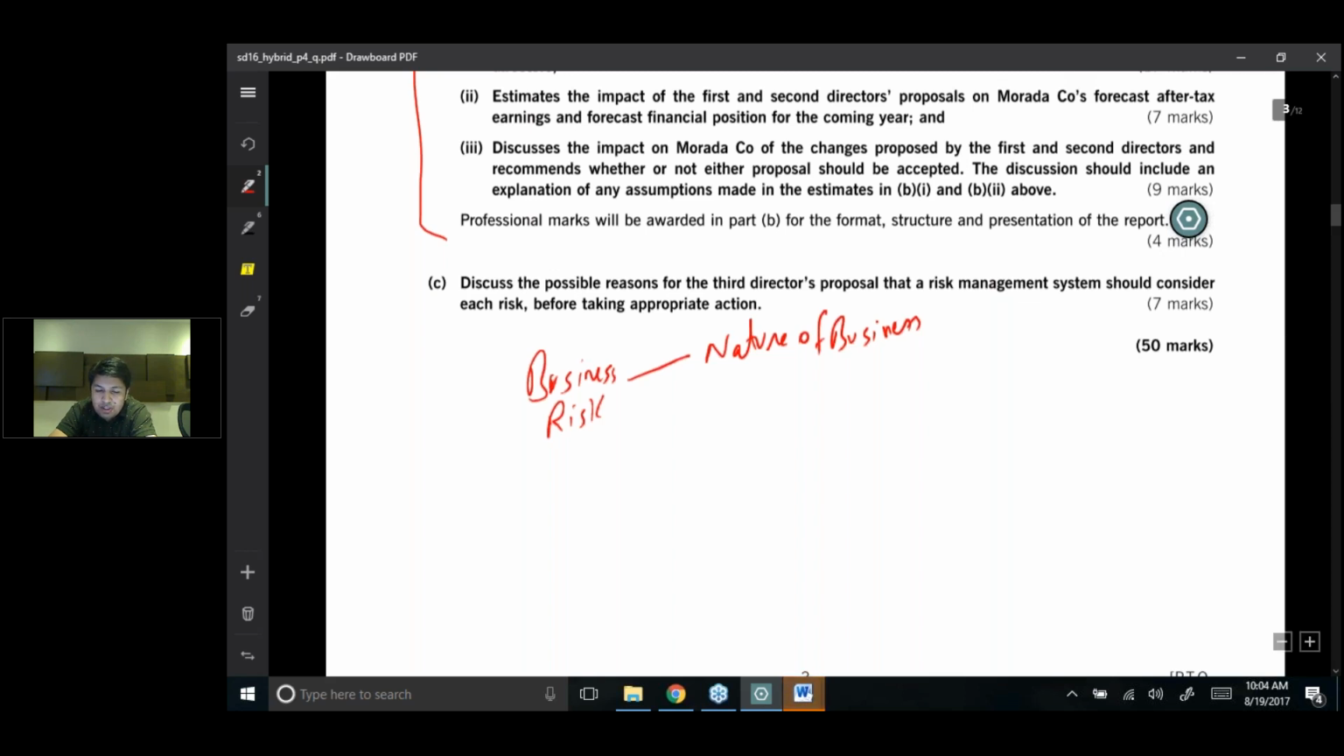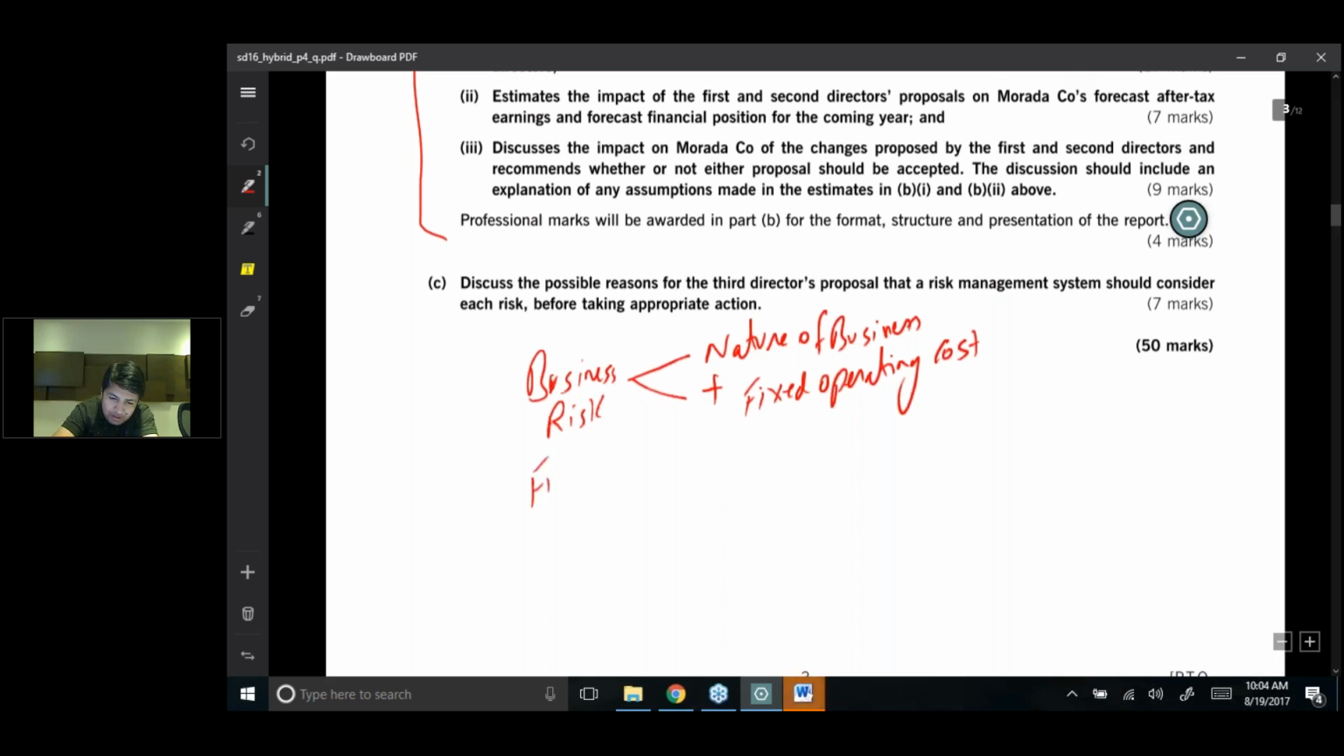So business risk depends upon the nature of business plus fixed operating cost. If your fixed operating cost is high, if your fixed operating gearing is high, that means your business risk will be high. And if your business risk is high, you can't afford to have some financial risk. So business risk depends upon the nature of your operations, your business, the nature of your sales, your marketing, and the nature of your products.